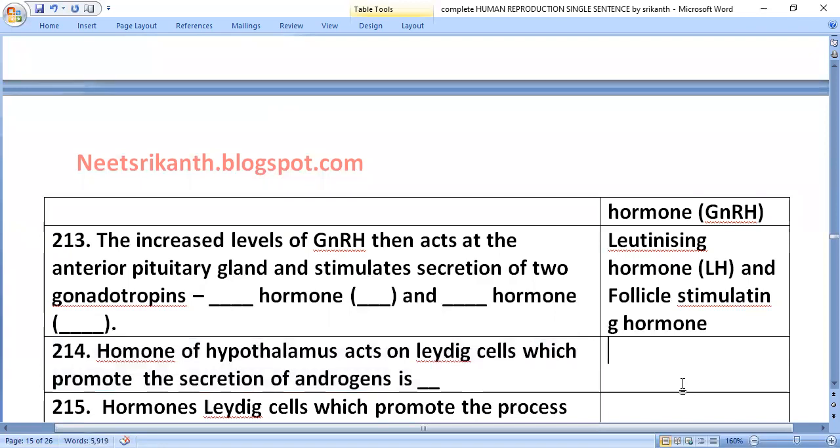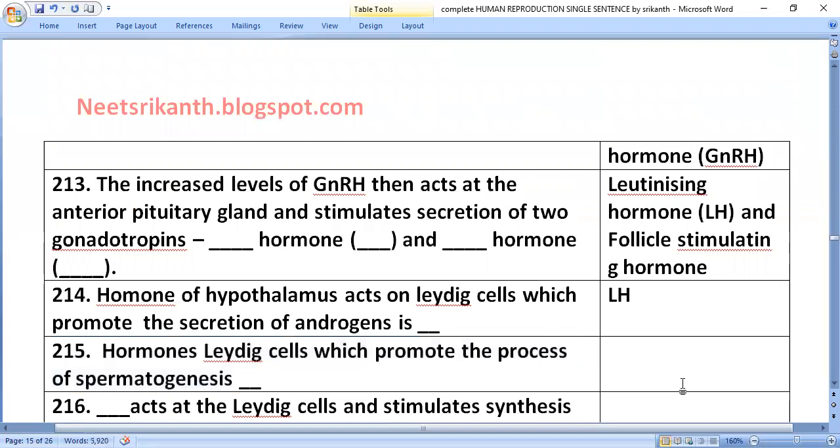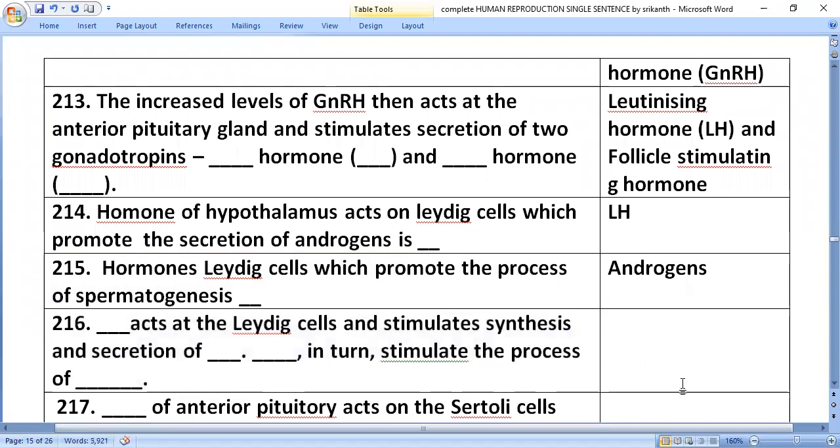LH acts on the Leydig cells and stimulates the synthesis and secretion of androgens, testosterone, which in turn stimulate the process of spermatogenesis.